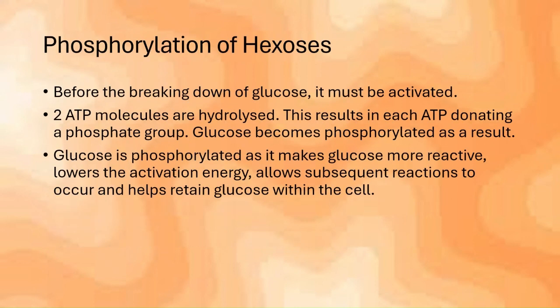So before the breaking down of glucose, it must be activated. So two ATP molecules are hydrolyzed. This results in each ATP donating a phosphate group. Glucose becomes phosphorylated as a result. Glucose is phosphorylated as it makes glucose more reactive, and this also lowers the activation energy and allows subsequent reactions to occur and helps retain glucose within the cell.